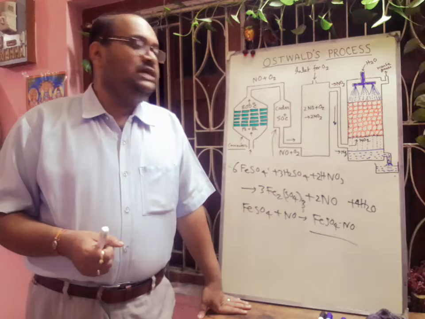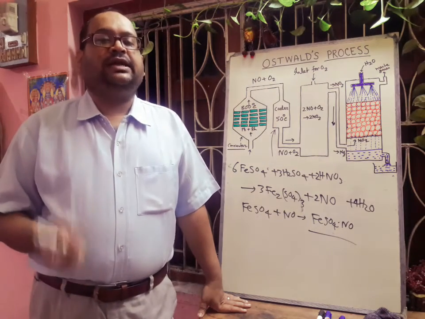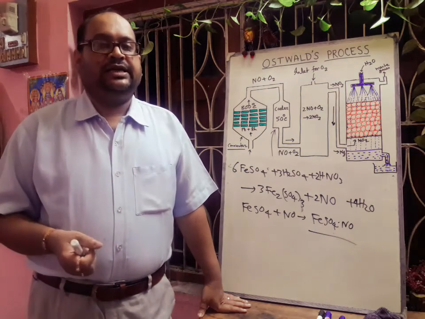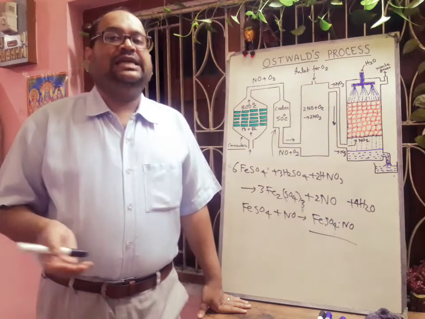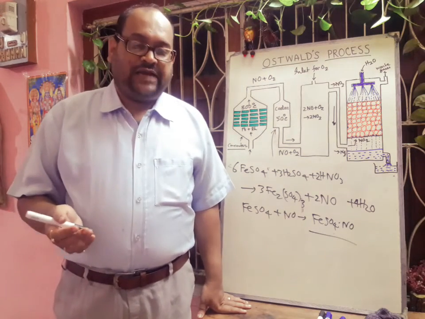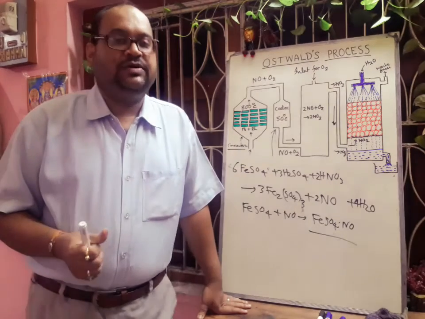And next we will discuss the uses of nitric acid. Nitric acid is used in the manufacture of fertilizers like ammonium nitrate. We can prepare explosives like TNT, trinitrotoluene, nitroglycerin, picric acid, that is 2,4,6 trinitrophenol. These things we can prepare.